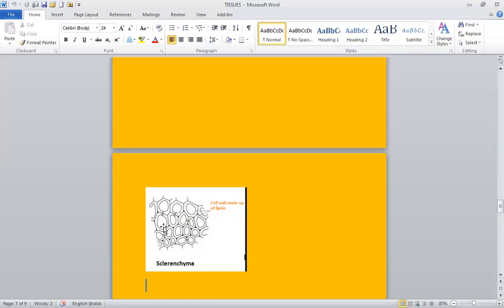And one more thing about sclerenchyma: it is mostly located in both aerial and underground parts of the plant, but more in stems, around vascular bundles, in the veins of the leaves, and in the hard covering of seeds. You have all seen seeds of almonds and coconuts. The fleshy part of the coconut is covered with coconut husk, and that husk is mainly made up of sclerenchymatous tissue.